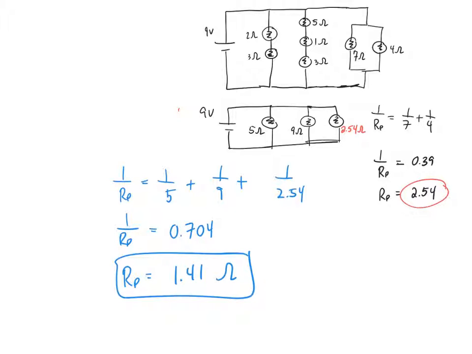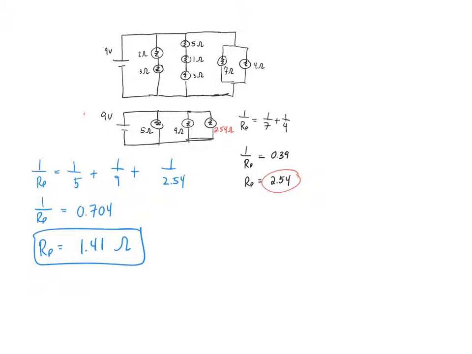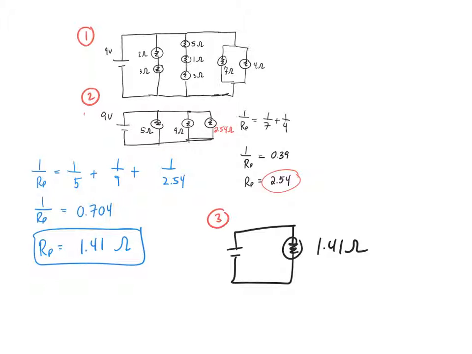So what type of question would this be? This kind of question, I would probably ask you to resolve the circuit into its equivalent resistance. So at this point, once you've done that, you would then just redraw the circuit with only one resistor of 1.41 ohms. So you would start with the first setup, the second setup, and then the third setup. You have to do math first before you get there.